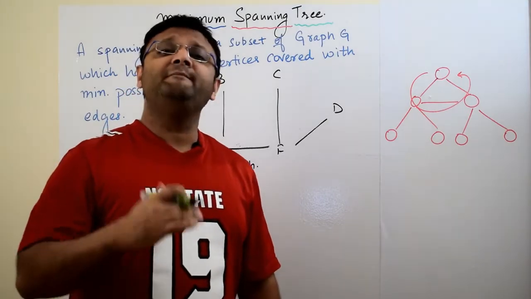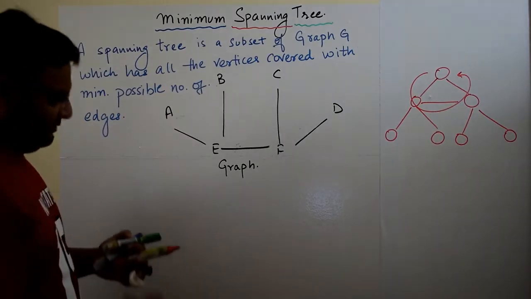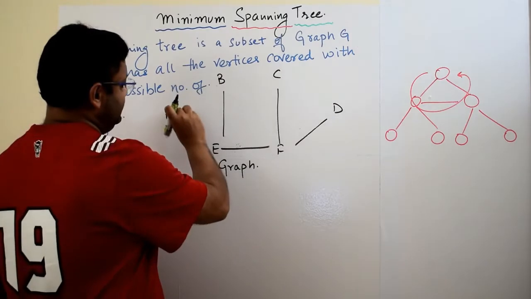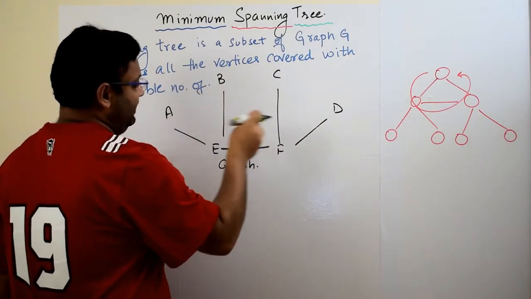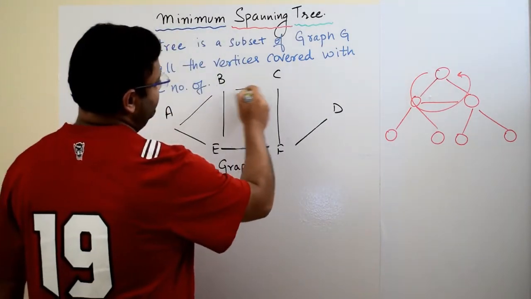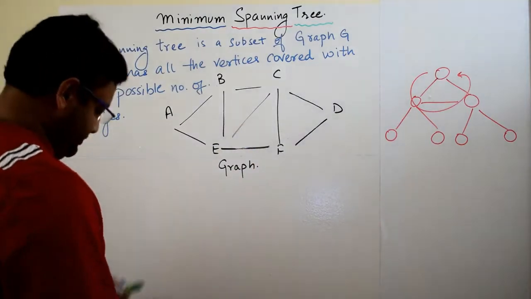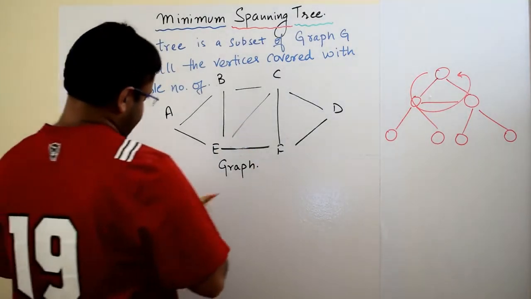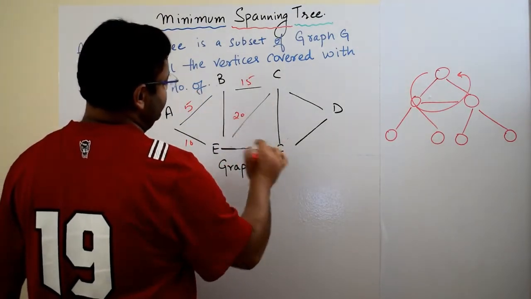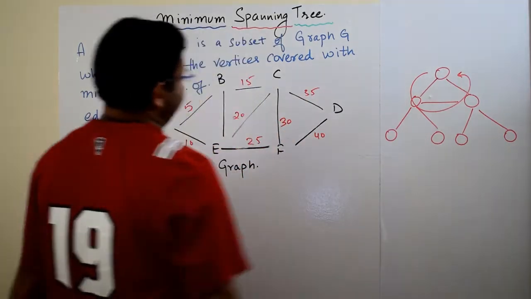Now, what do we mean by minimum? Now comes the magic of minimum. So minimum will only come into picture if your edges have weights, right? Otherwise, all the spanning trees are the same, right? So now suppose I give these edges some weights, okay? Let me give them, let's say 5, 10, 15, 20, let it be multiples of 5 only, 25, 30, 35 and 40.